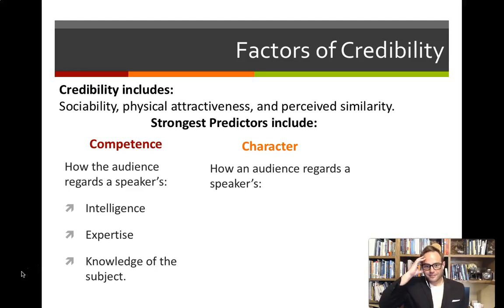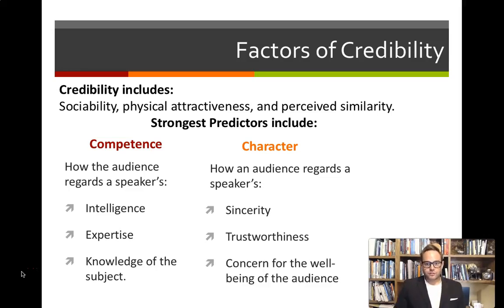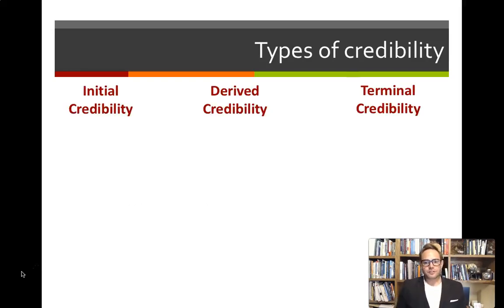So competence is your intelligence, your expertise, your knowledge, but then people are going to perceive you as credible based on your character. And this could relate to sincerity. Are you sincere about the topic, the presentation that you're giving? Trustworthiness. Does the audience perceive you as someone that they can trust? And then also, do they perceive that you have concern for their well-being? No one wants to be manipulated. No one wants to be duped or tricked into thinking or doing something. And as audience members, they're very in tune to different modes of persuasion, and that could be off-putting for them. And so people are going to judge us as speakers based on our competence, but also our character as well. So there are different types of credibility.